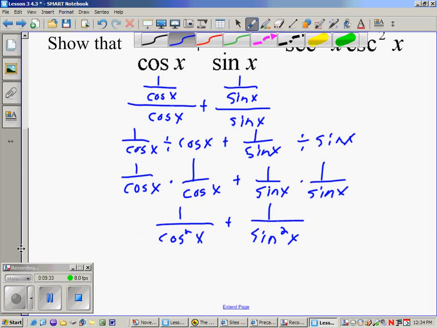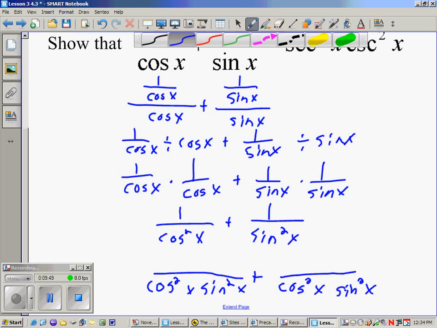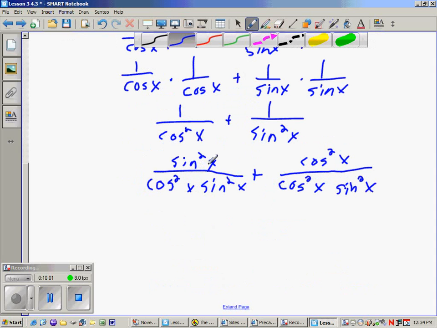Now we have to add these. So when we're adding, we need a common denominator. So we have cosine squared x, sine squared x as our common denominator. So if I had to multiply this by sine, I have to multiply the numerator times sine. If I had to multiply this by cosine, I multiply the numerator times cosine. So sine squared plus cosine squared, again, is 1 over our denominator.